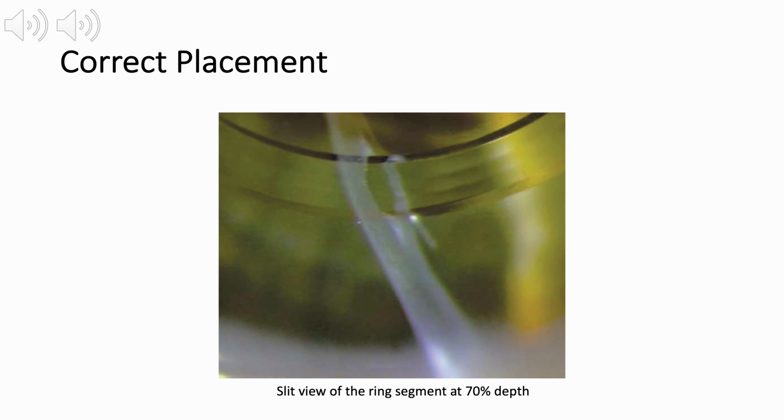Correct placement of intrastromal corneal ring segments is crucial for achieving the intended biomechanical effect on the cornea. In this slit-lamp image, we can see the ring segment properly positioned at approximately 70% stromal depth. Placement at this depth provides stability while minimizing the risk of superficial extrusion or deeper perforation. Ensuring correct alignment allows the ring to exert the desired flattening effect on the cornea, improving astigmatism control and enhancing contact lens fit, while also reducing complications related to malposition. This visual emphasizes the precision required during the procedure to optimize outcomes.